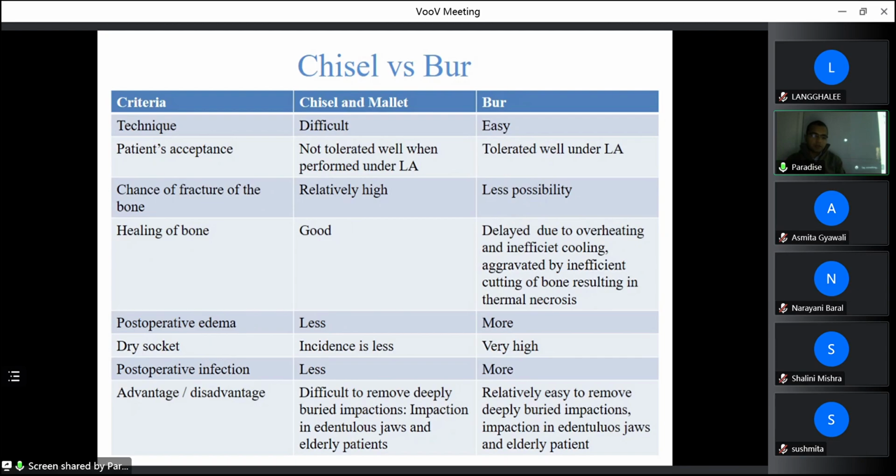The disadvantage of chisel and mallet includes difficulty in removing deeply buried impactions in an edentulous jaw. In such patients, the bone is thin, the bone is atrophic. Whenever you apply force with chisel and mallet, you may fracture the mandible. While using a burr, it is relatively easy to remove deeply buried impactions in edentulous jaws and elderly patients.